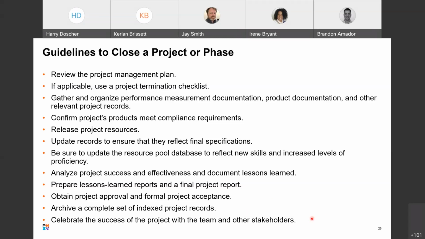And then, this is really one of the most important things, is to celebrate the success of the project with the team and other stakeholders.